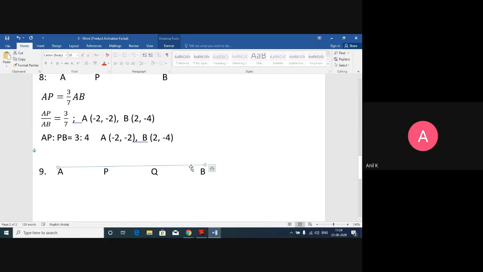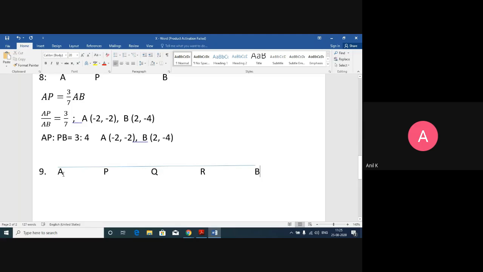Still there are only 3 equal parts, right? I want a 4th part also. So let me extend this further. Let me take this as R and this as B. Now we have 4 equal parts: AP, PQ, QR, RB.